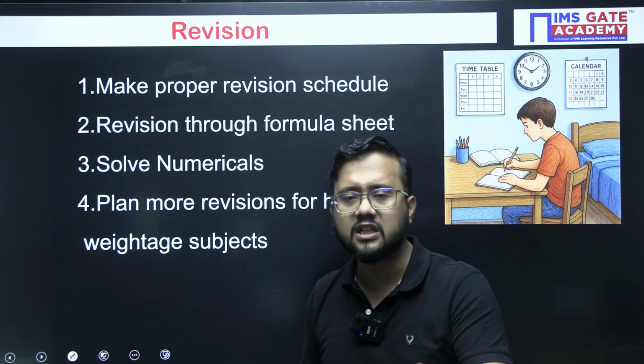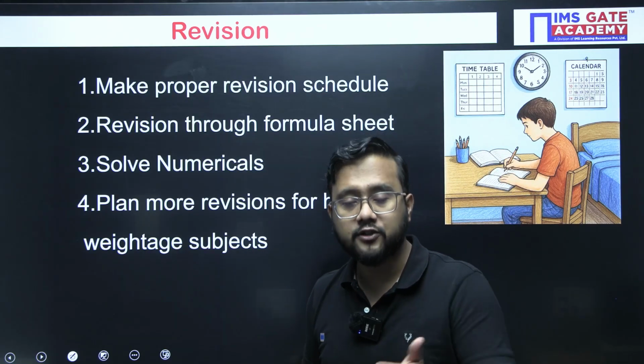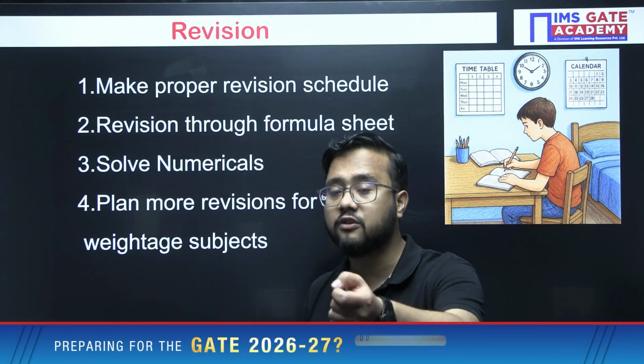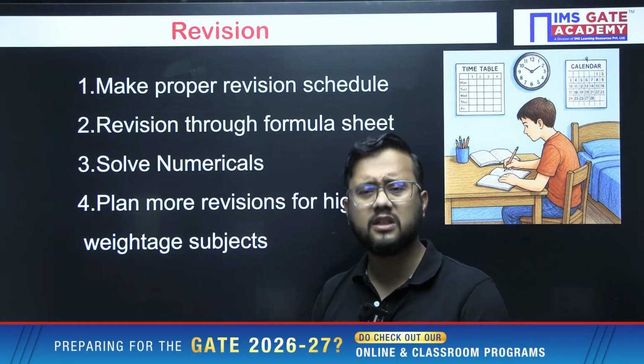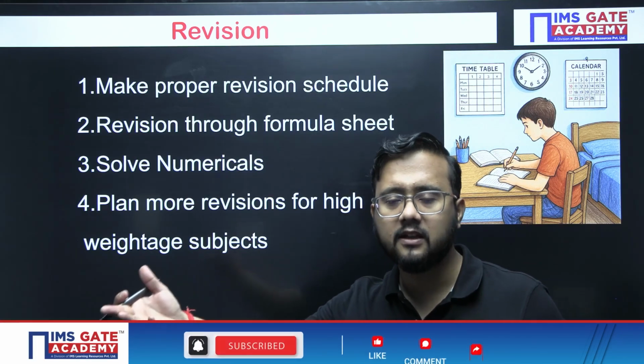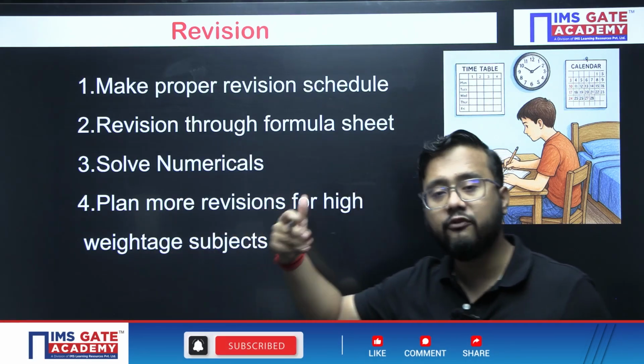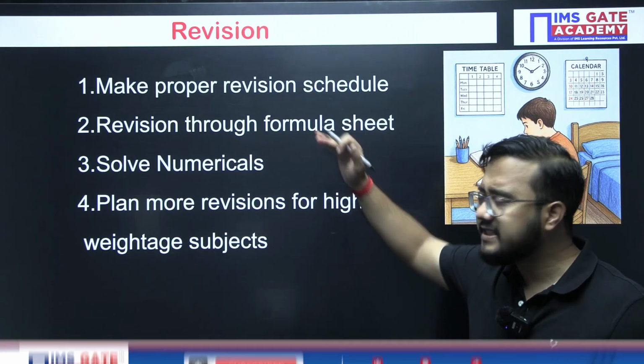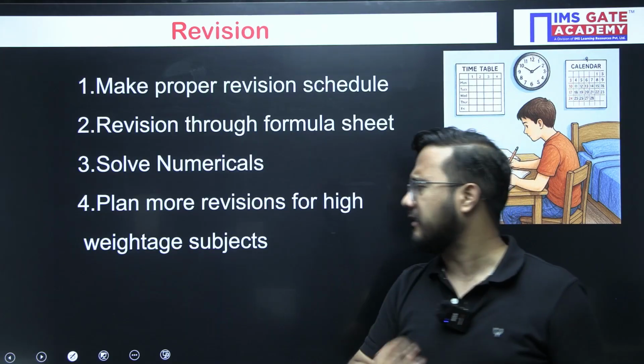For example, manufacturing, you should plan 5 revisions. A subject like machine design, which has a weightage of 4 marks, you should plan 2 revisions. That is more than sufficient. A subject like thermodynamics, it has a weightage of 10. You should plan 5 revisions, right? So these are very, very important points you should take care of, right?